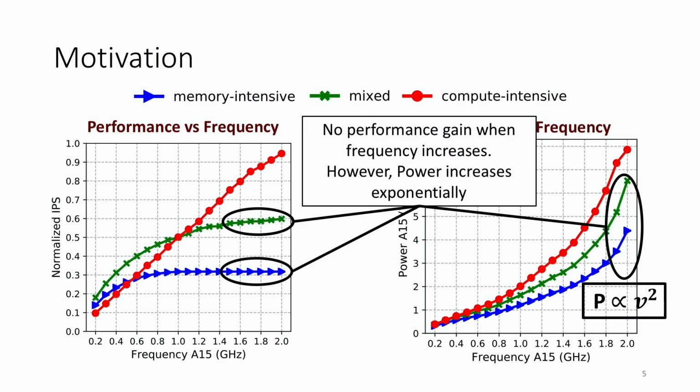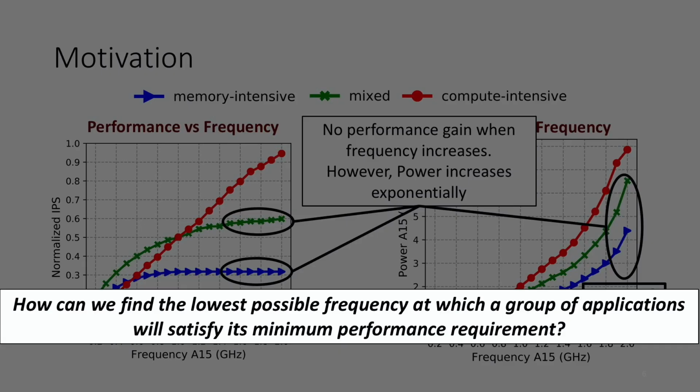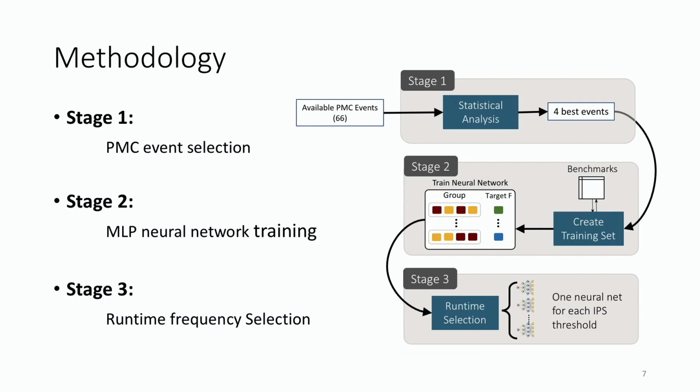Which leads us to the primary purpose of our research paper, namely, how can we find the lowest possible frequency at which a group of applications will satisfy its minimum performance requirement? Our proposed methodology consists of 3 stages. First, we perform a statistical analysis of which available performance monitoring events can model the performance of a given workload in the most accurate and stable possible manner. In this stage, we decrease the number of inputs to our subsequent neural networks from 66 to 4.